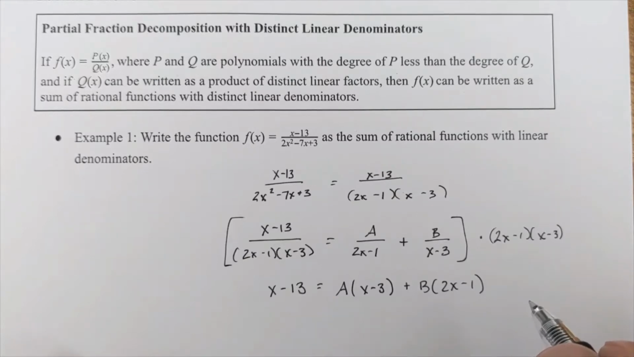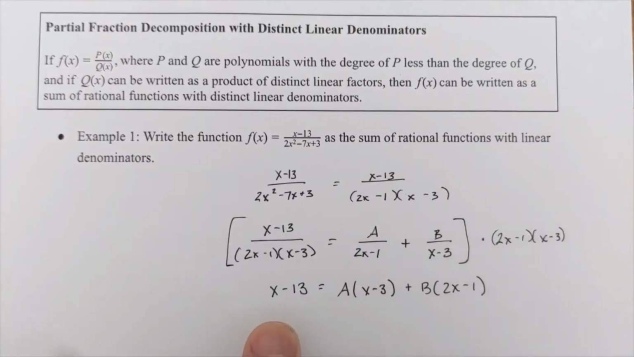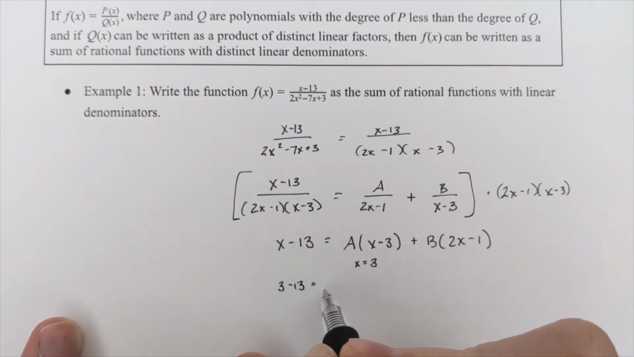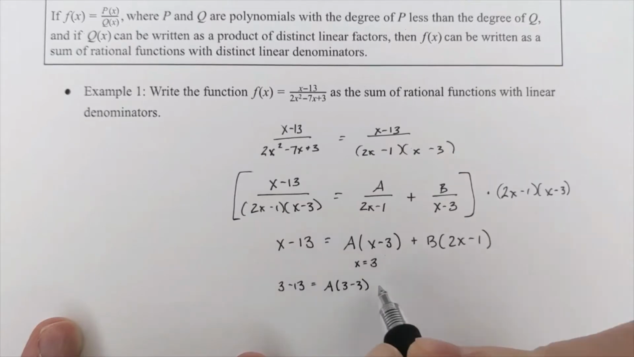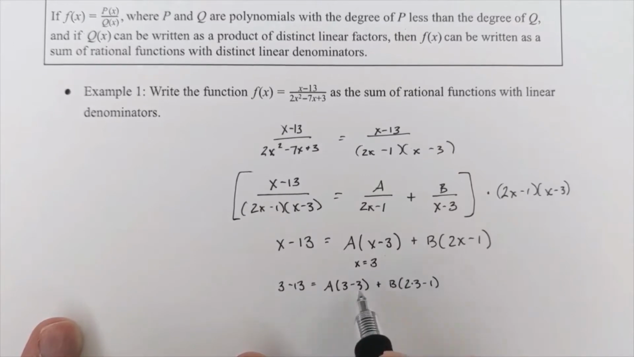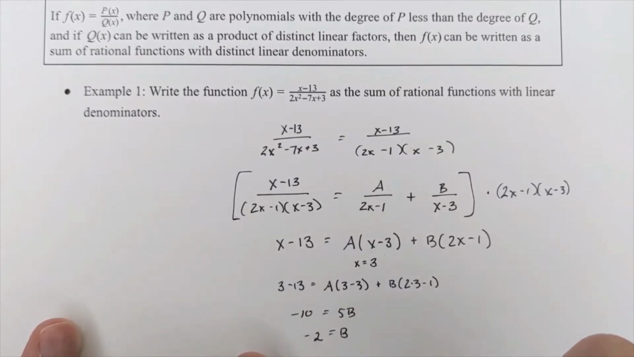Now, in order to find out what a and b are, we need to essentially eliminate either a or b. So for example, if I make x equal to 3, this equation becomes 3 minus 13 equals a times 3 minus 3 plus b times 2 times 3 minus 1. So that's going to be 0. It's going to go away. So I have negative 10. That's 6 minus 1, so that's 5b. So b is equal to negative 2.